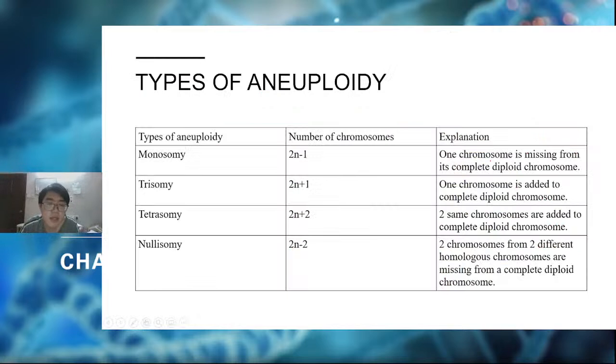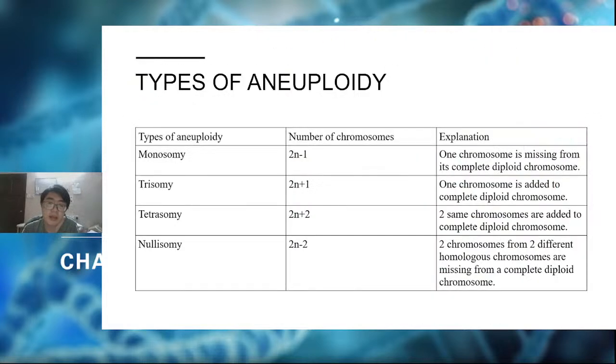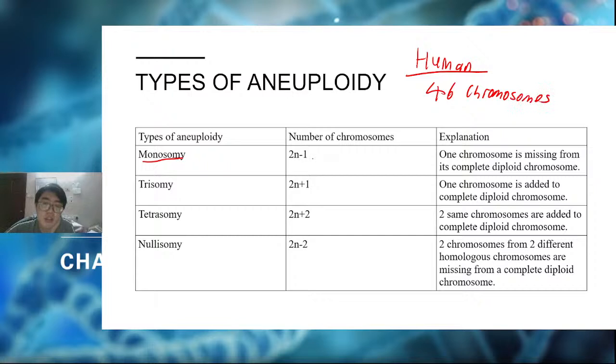Okay. Next, I will proceed to types of aneuploidy. There are actually many types of aneuploidy. Either it is monosomy. Monosomy means the organism contains one chromosome less. Like for human, I use human as an example. Human contains 46 chromosomes, right? So for monosomy, it will be 2n minus 1, meaning the human only has 45 chromosomes. One chromosome is missing from its complete diploid set.